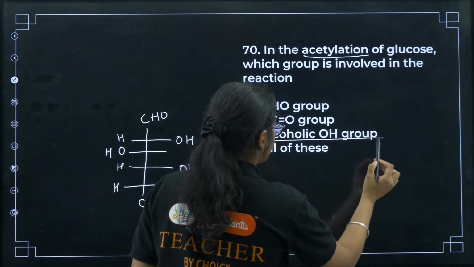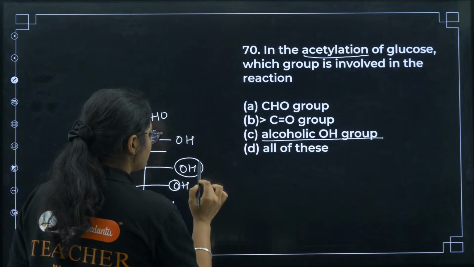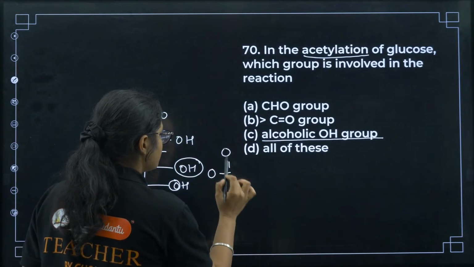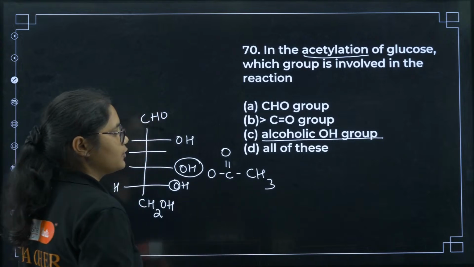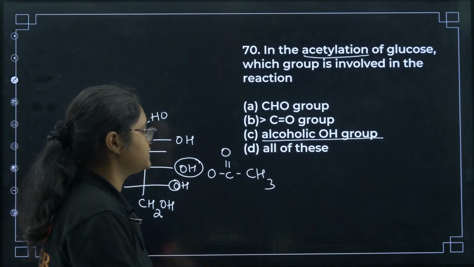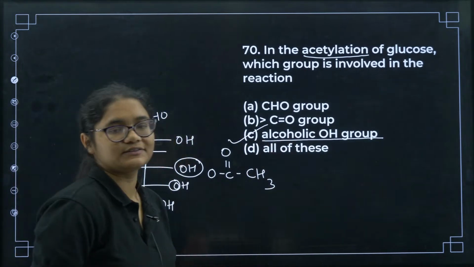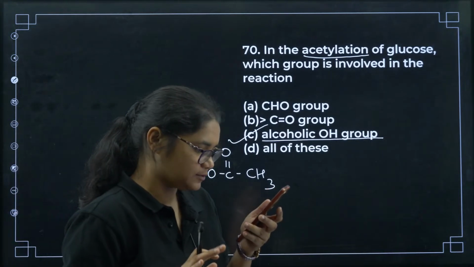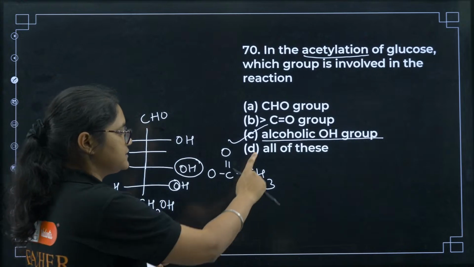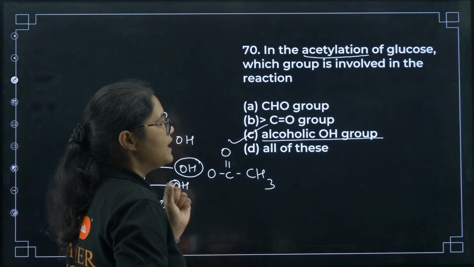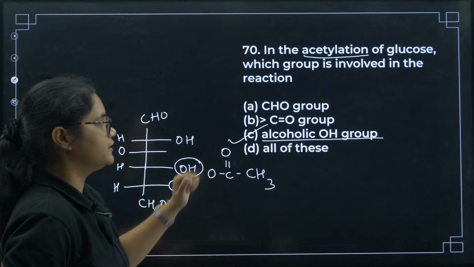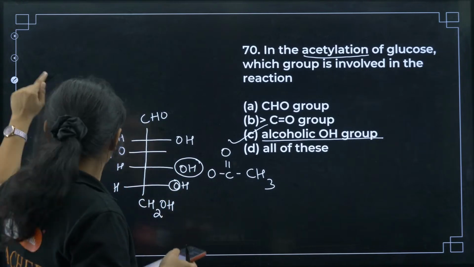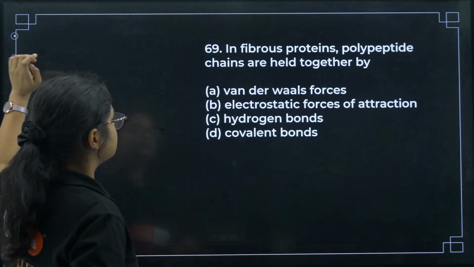So that is why the correct answer for this question: this OH group changes to OCOCH3. Acetylation takes place for the alcoholic OH group, that is option number C. Those who are saying A, D, that is wrong. Correct answer is option number C. Alcoholic OH group gets acetylated during this reaction. Next question number 69.